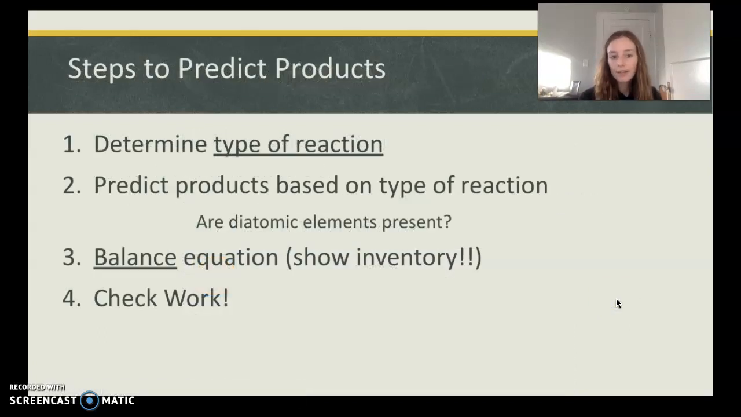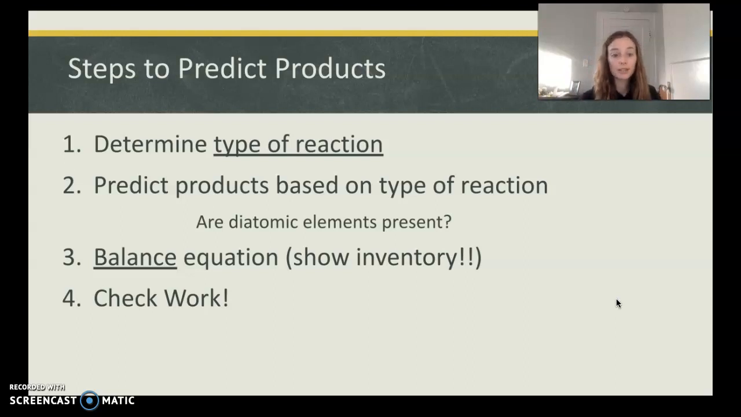So start by writing down these 4 steps that you will need in order to predict products. So pause the video, write these down. I'll say them out loud as well. Step number 1 is determine the type of reaction. So we're going to look at the 5 types of reactions that you learned about last video.